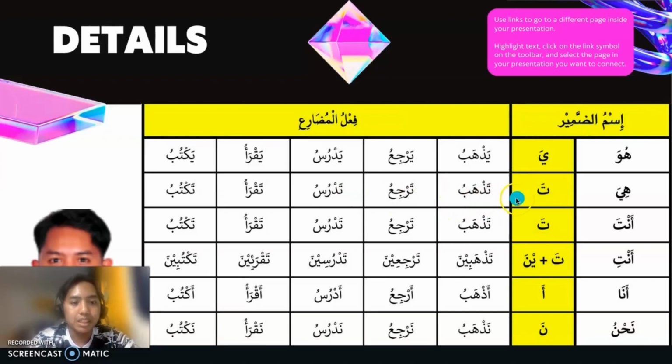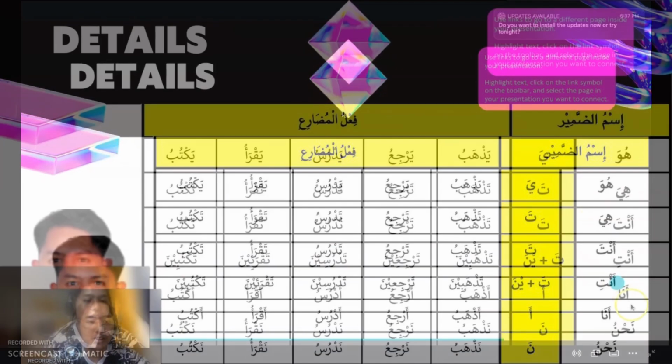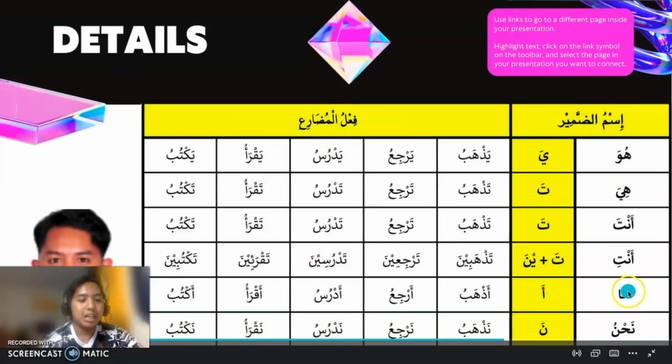For example, dhahaba became tadhabu. Anta, and essentially anta and hiya is pretty much the same. We also put the letter ta in front, so hiya and anta is pretty much the same. Anti, we add an extra 2 letters at the end of each verb, which is the letter ya and the letter nun. The letter ana, which means I or me.